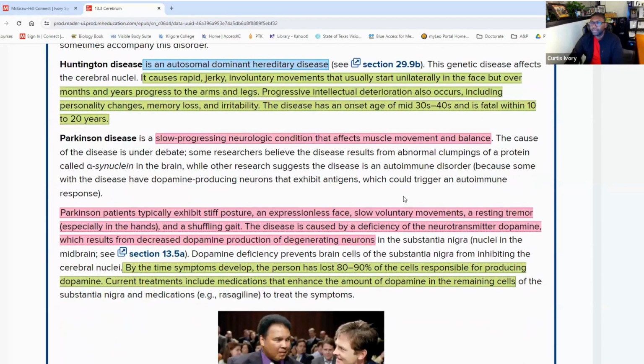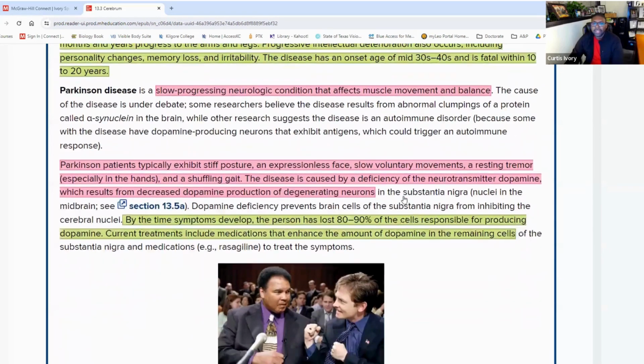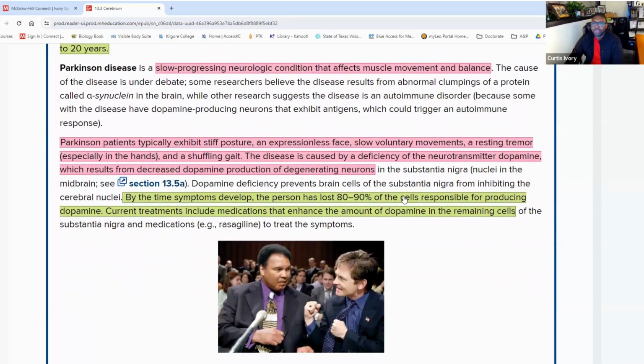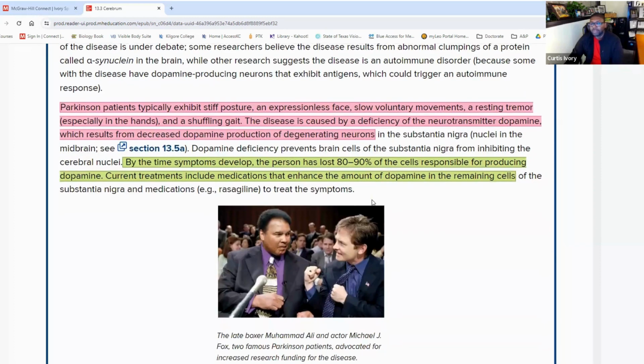It also stops dopamine, which is a neurotransmitter, from being released from cell to cell. So as symptoms develop, usually the person has lost 80 to 90% of the cells responsible for producing dopamine. There is no cure for it. There are medicines that help mitigate the symptoms or make them milder, but there isn't a fix for it just yet. We're still looking into it.